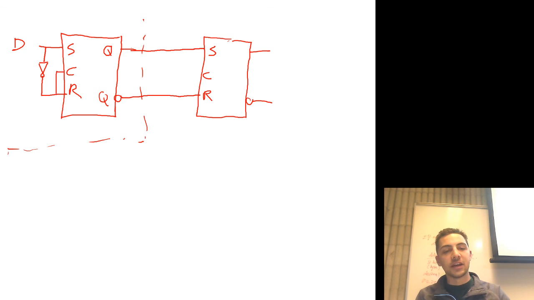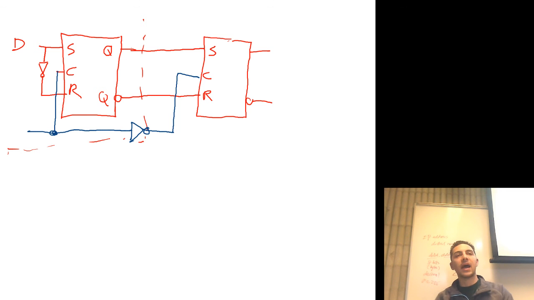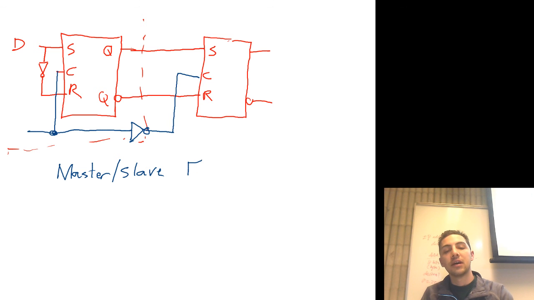This control signal here. So let's do it in a different color, just so we can see what's happening. I'm going to take that control signal and bring it through an inverter. Now, this is the start of some really cool stuff. This configuration is what's known as a master-slave flip-flop.